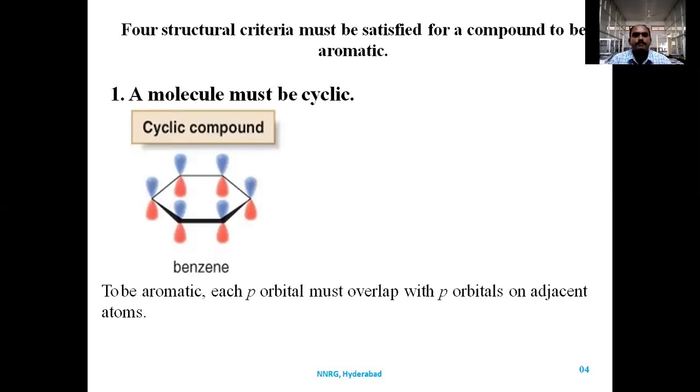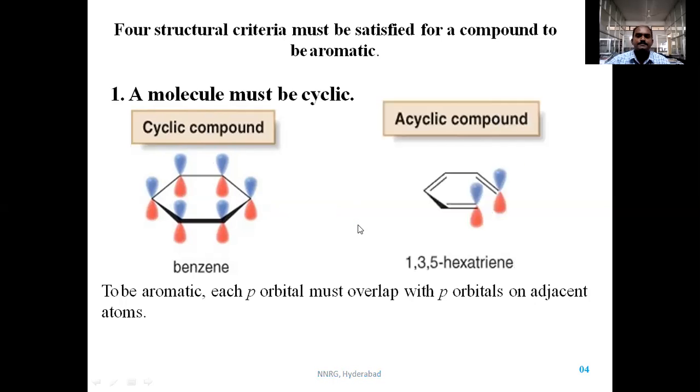Coming to the first criterion, a molecule should be cyclic. If you take the example of benzene, benzene is a cyclic molecule. Why should this molecule be cyclic? Because to overlap, each carbon has a p orbital that should overlap. When they overlap each other, delocalization of electrons takes place. So a molecule should always be cyclic in nature to get aromatic property. If it is an alicyclic compound, then aromatic properties may not take place because there is no delocalization.